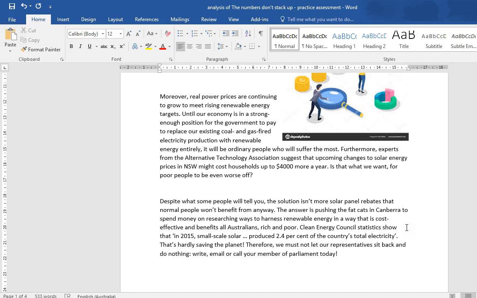Clean Energy Council statistics show that in 2015, small scale solar produced 2.4% of the country's total electricity. That's hardly saving the planet. Therefore, we must not let our representatives sit back and do nothing. Write, email, or call your Member of Parliament today.